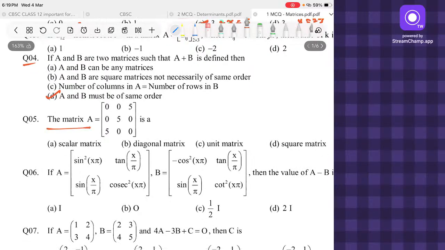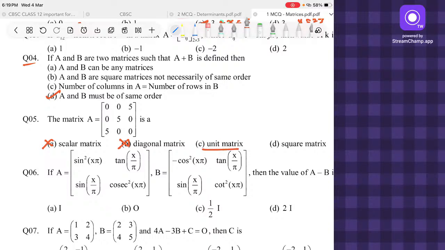And the matrix A is which type of matrix? First, scalar matrix. If you want to say the matrix is a scalar matrix, the diagonal elements should be the same and the remaining elements should be zeros. Here observe that the remaining elements are non-zero, not zeros. That means it is not a scalar matrix. And it is not a diagonal matrix also, because in a diagonal matrix the remaining elements should be zeros. But in this case also they are non-zero elements, so it is also not correct.